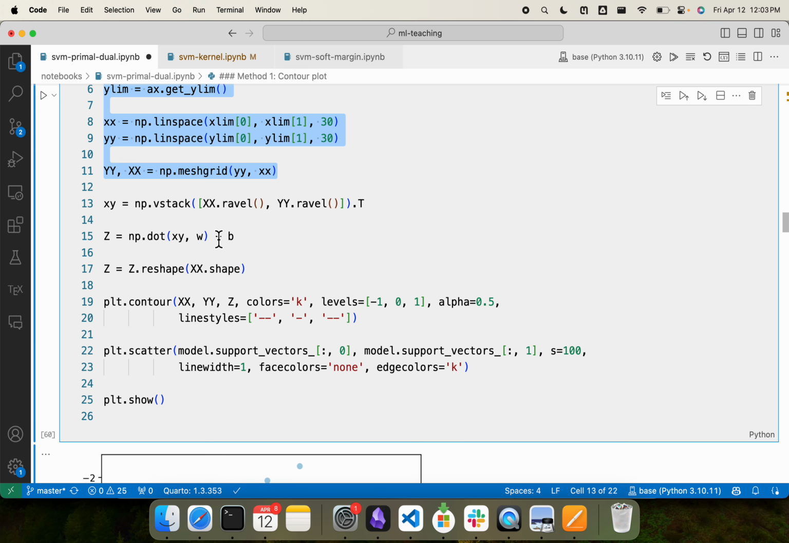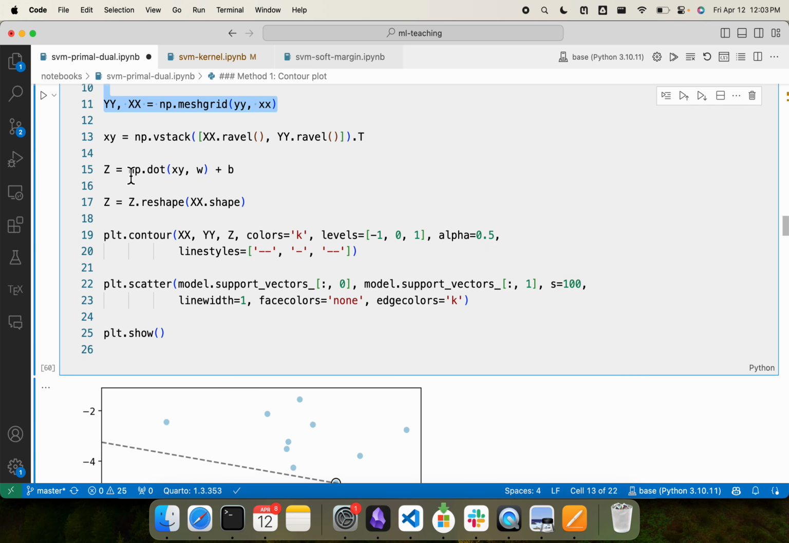300 or 900? 900 cross 2, because each point is a two-dimensional point and we have 900 such points. For each of such 900 points, I calculate xy. So I just calculate the dot product with w and I add b. So this is just w dot x plus b. If I do w dot x plus b, I get a z matrix. I just reshape it to the shape of x, and after that I'm just plotting these specific levels.